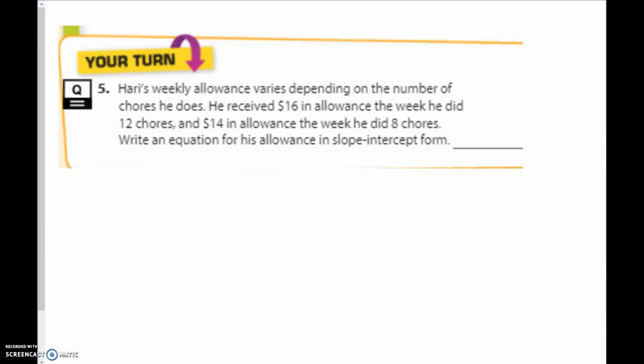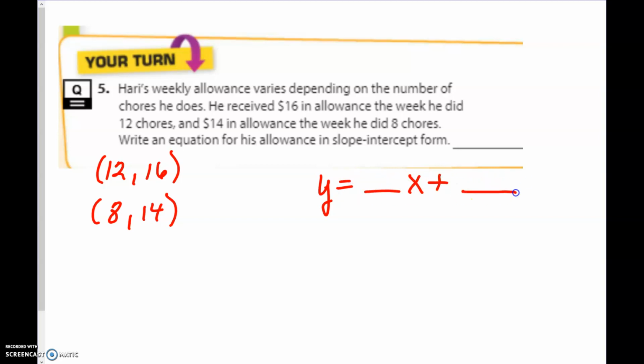So Harry's weekly allowance varies depending on the number of weeks of chores he did. So he received $16 in allowance for the week he did 12 chores. So this is the ordered pair, 12, 16. And he received $14 when he did 8 chores. So this is 8 chores, 14. Now in this equation, they didn't tell us the slope or the y-intercept, so we're going to have to find both. So I'm running out of time, so I'm going to do this pretty quick.